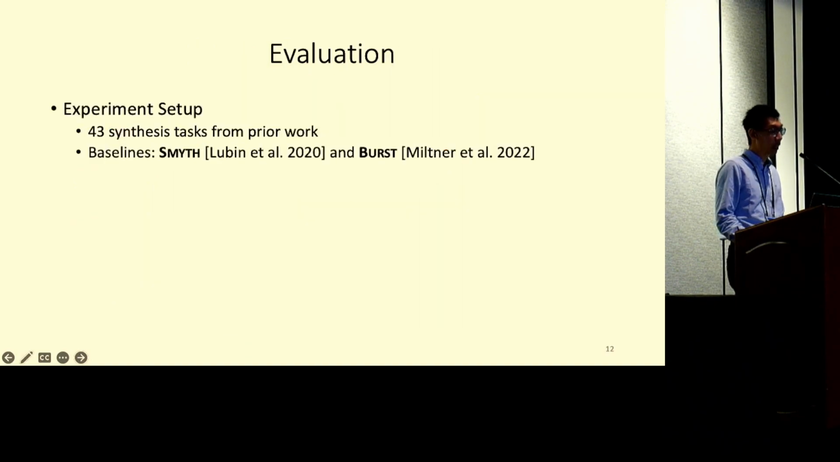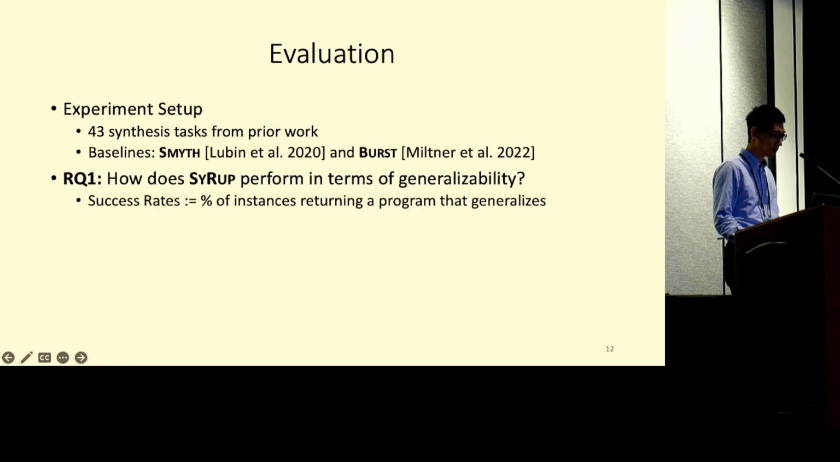To evaluate our technique, we use 43 synthesis tasks from prior work and compare our tool Syrup with state-of-the-art synthesizers in the domain, Smith and Burst. And we mainly want to answer 2 questions. First, how does Syrup perform in terms of generalizability? To measure generalizability, we spawn synthesis instances using different input-output example sets. And we calculate the percentage of instances where a synthesizer is able to return a program that generalizes.